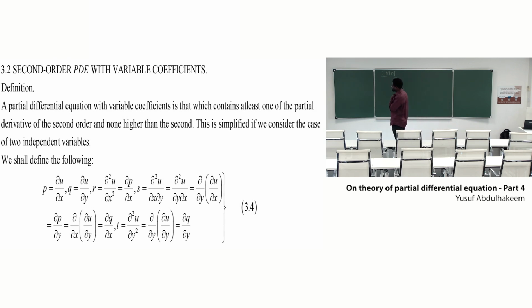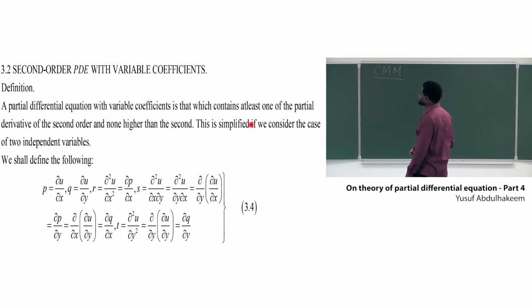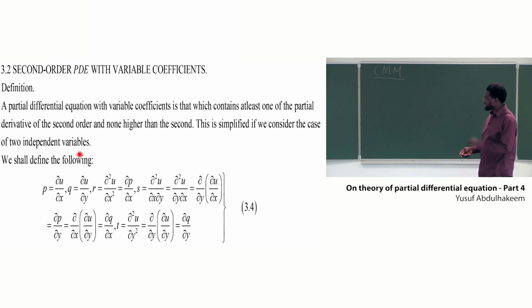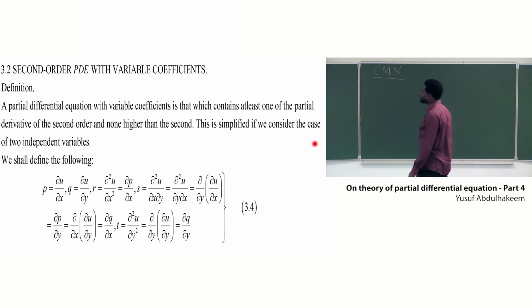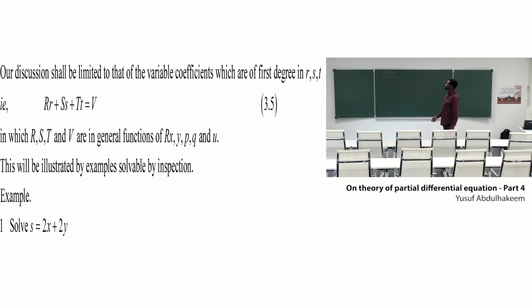So supposing now those PDE has what we call variable coefficient, then we talk about all these transformations that we are going to make use of in order to reduce those differential equations. First of all, a partial differential equation with variable coefficient is that which contains at least one of the partial derivatives of the second order and none higher than the second. This is simplified if we consider the case of two independent variables. So now we have this.